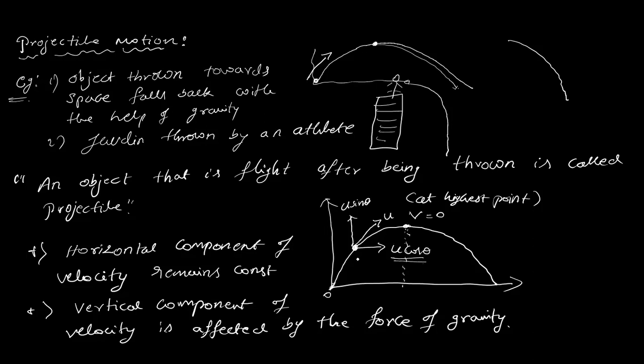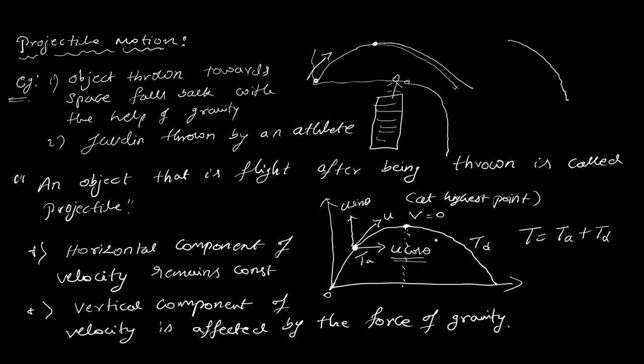We call it the time of ascent. From the maximum point to reaching the ground, we call it the time of descent. Time of ascent and time of descent together we call the time of flight. How much time is it in flight in air? That is called time of flight. Time of ascent is always equal to time of descent here.